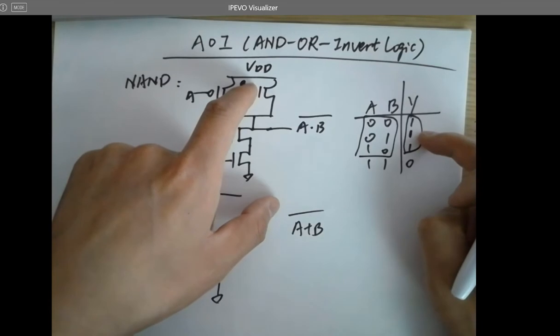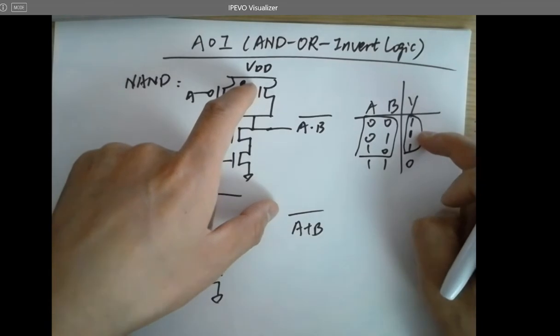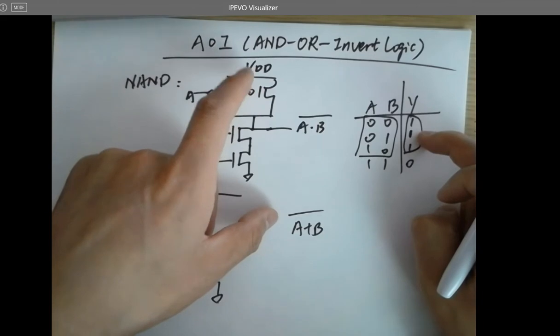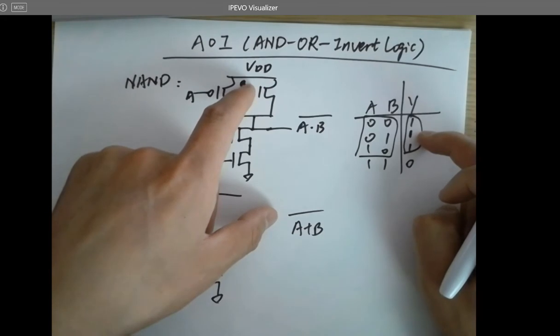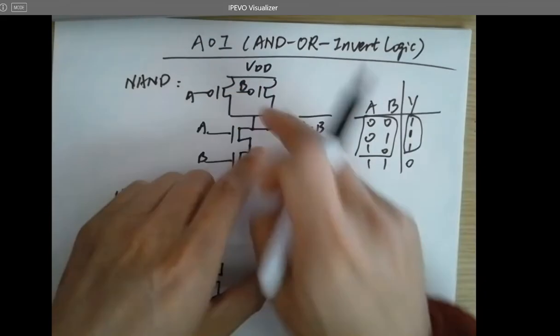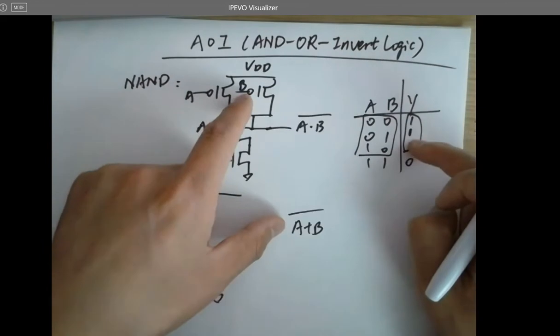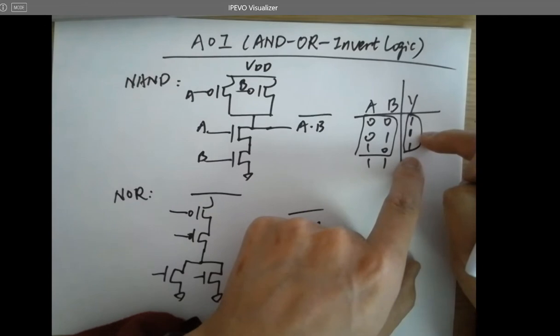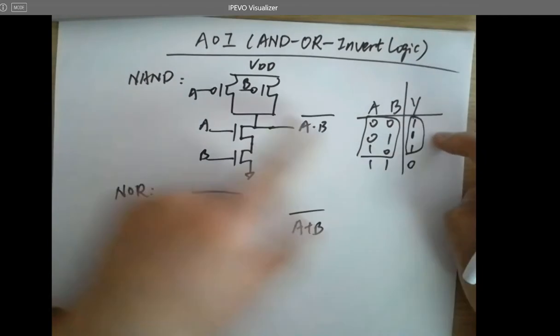Why? Because the PMOSes are good at pulling the output to VDD. If you forget it, just watch the videos of one of the lectures. I think I have mentioned this a few times. You need the PMOSes to pull the output to VDD, so you can implement this set of logic in the truth table.